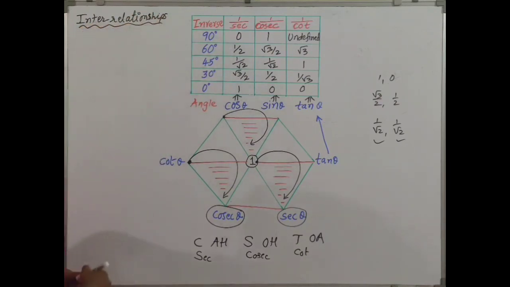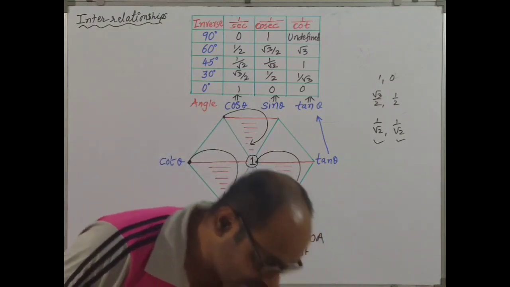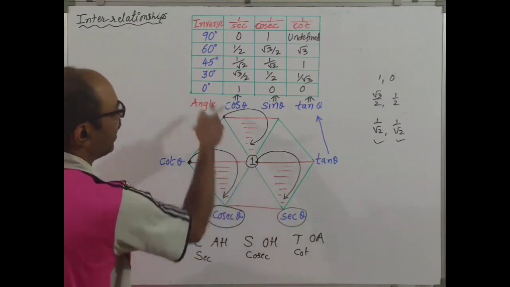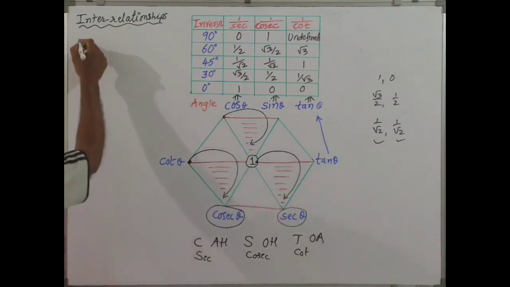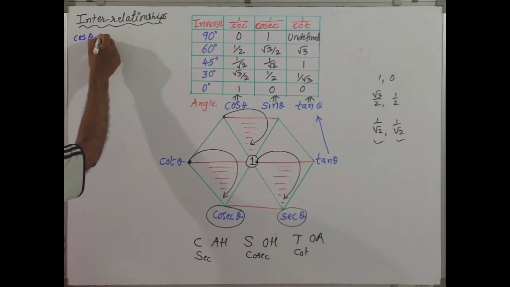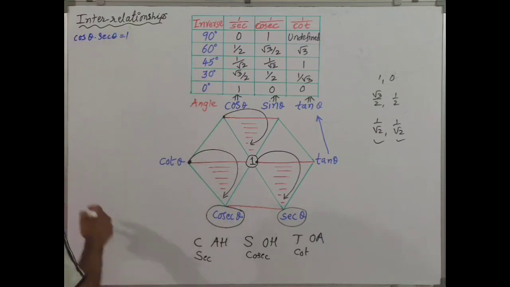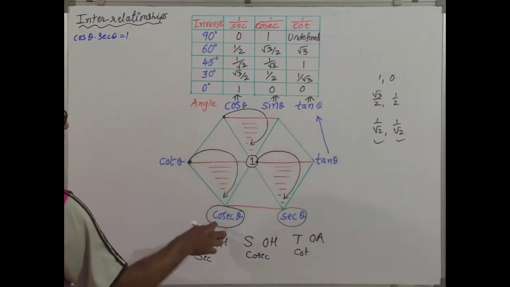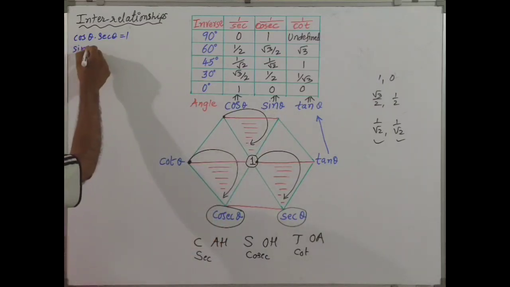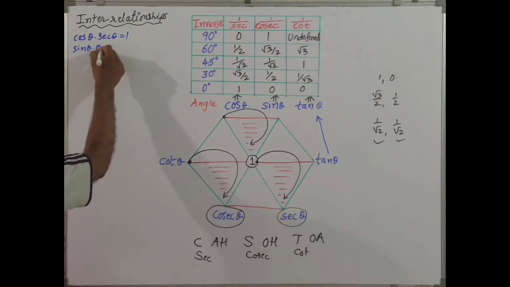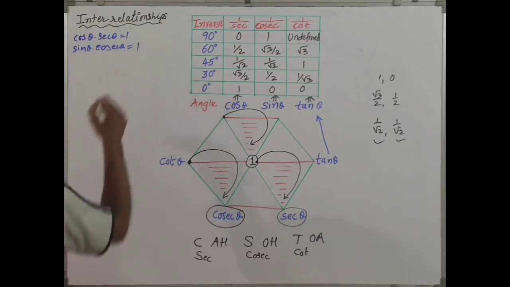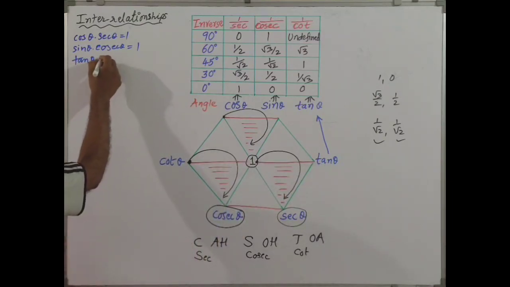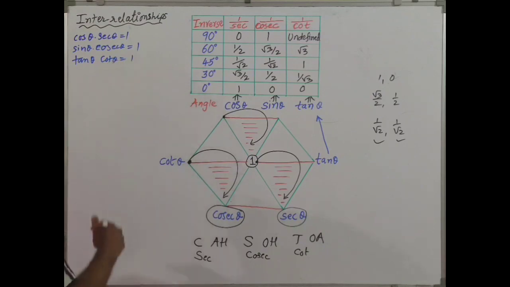Please see these interrelationships that I'm writing now. 5 are basic, and that is this cross, the diagonal: cos into sec. Cos theta into sec theta is equal to 1. Next, sin theta at one end and cosec theta at the other: sin theta into cosec theta is equal to 1. Then tan theta into cot theta is equal to 1.